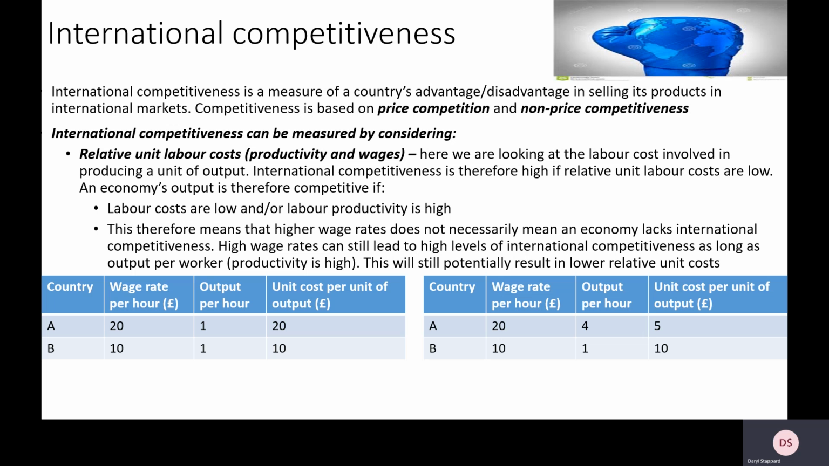Well, look at this now. Even though wage rates are higher in country A, the unit cost per unit of output is now £5. Think about what's happened. We're paying someone £20 per hour, but within that hour they can produce 4 units of output. Whereas in country B, the workers here are less productive. They can produce only 1 unit of output per hour. So for their £10 wage, they're only producing 1 unit of output. So that means it's costing £10 per unit of output produced in country B. So even though wage rates are higher in country A, it will still be cheaper to produce those goods and services in A rather than B.